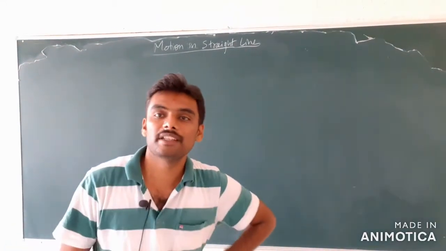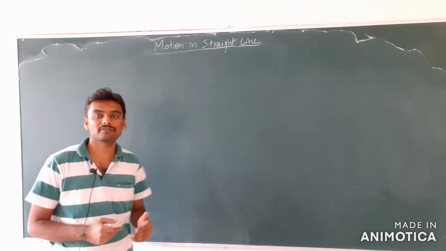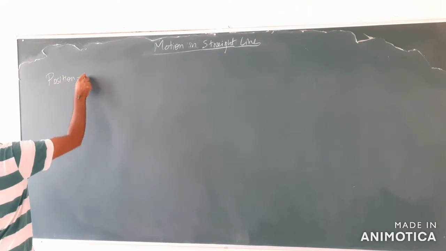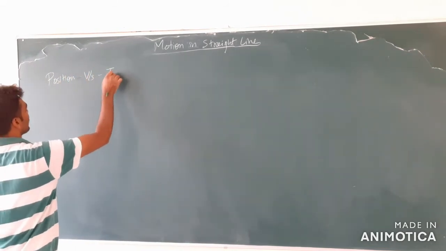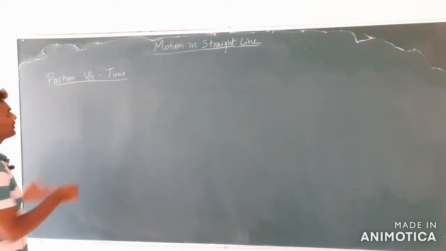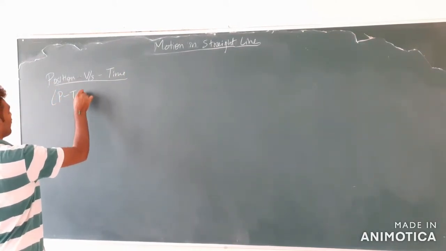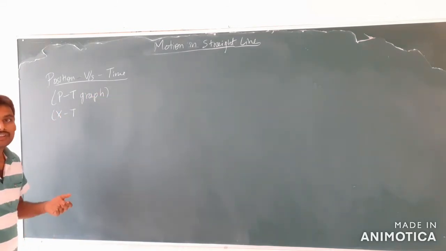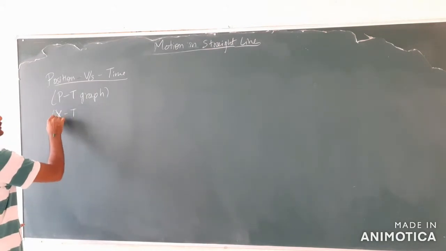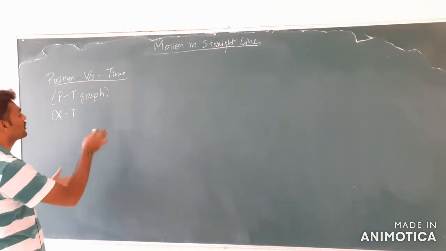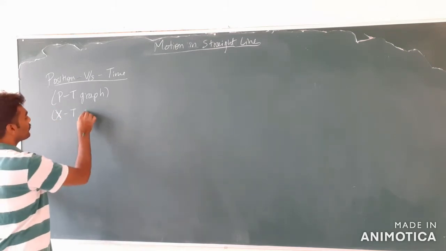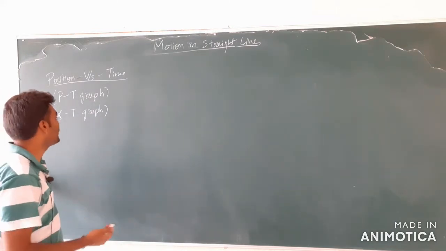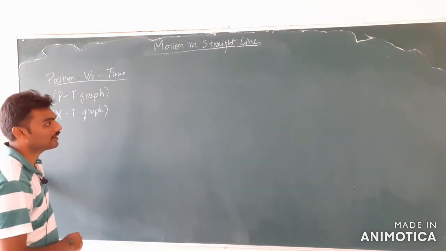The first graph is position versus time graph. The graph, which is also called as PT graph, which is also called as XT graph, because X is the symbol that we make use to represent position in some references. So, position versus time graph is also called PT graph, and it is also called XT graph.